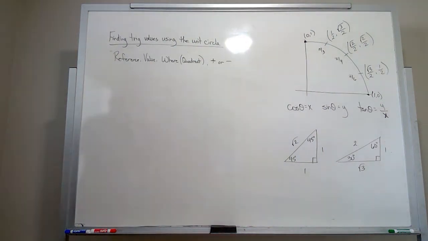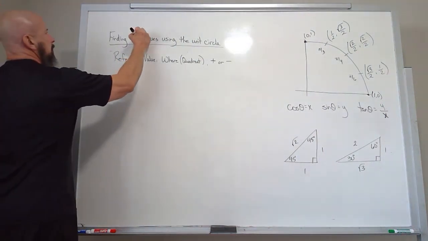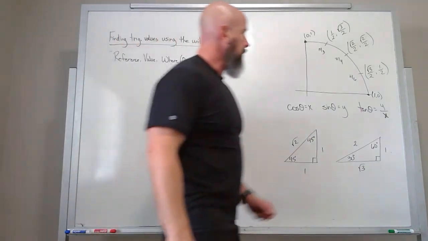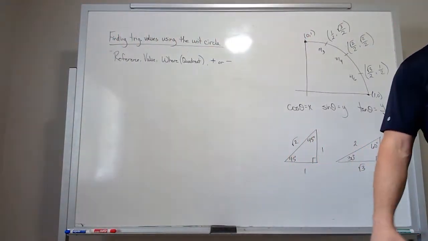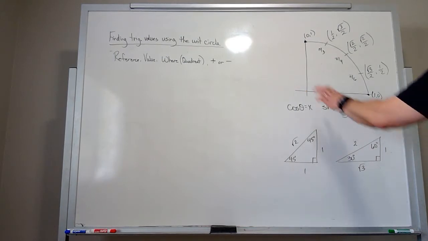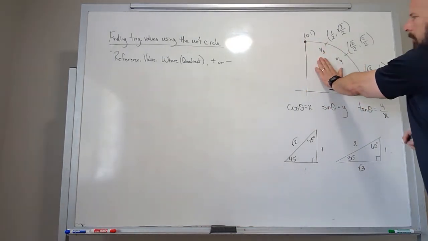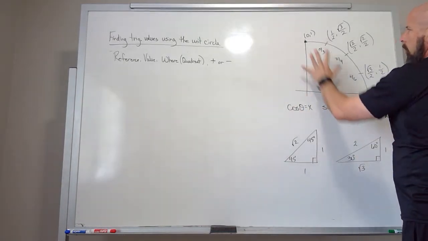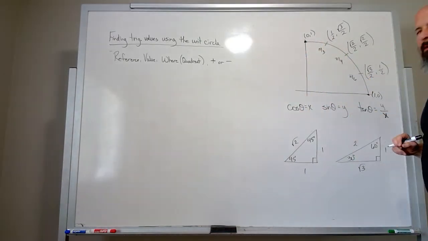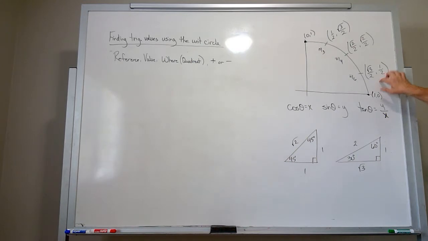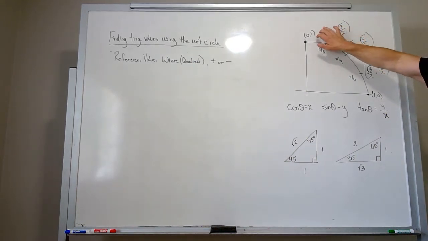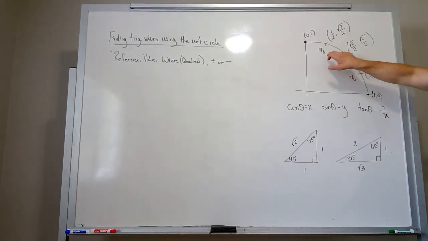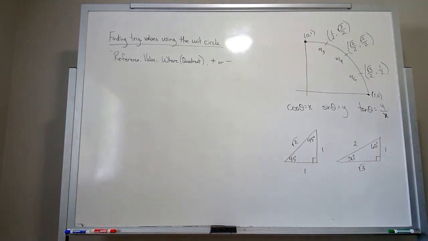Finding trig values using the unit circle. What I did over on this side of the board was I just drew the first quadrant. So this is quadrant 1. Of course, you kept going around the circle 2, 3, 4, but I just drew the first quadrant of my unit circle. My trig values obtained in that first quadrant of the unit circle at pi/6, pi/4, pi/3. A reminder that cosine is x, sine is y, tangent is y over x.